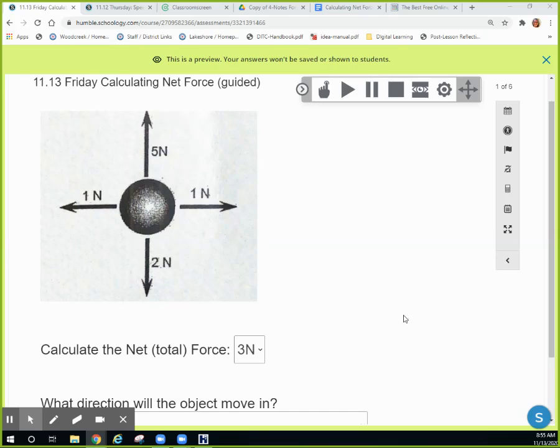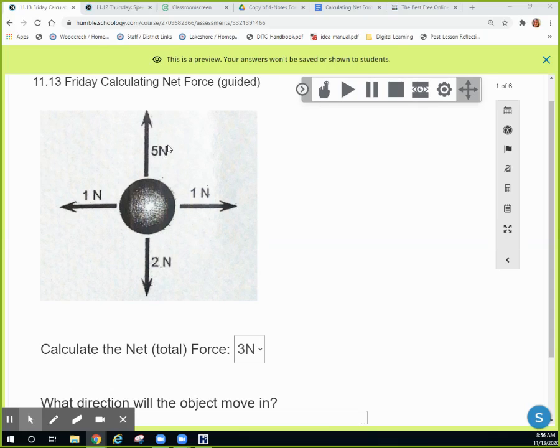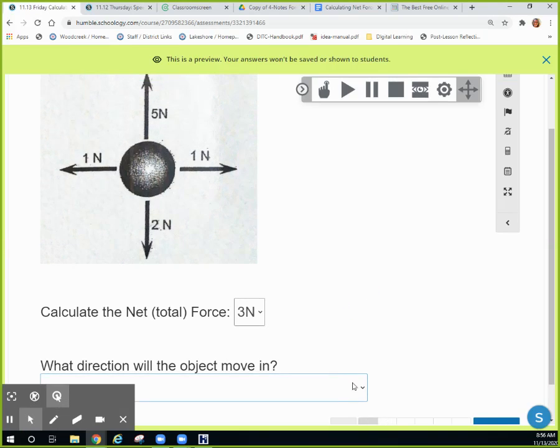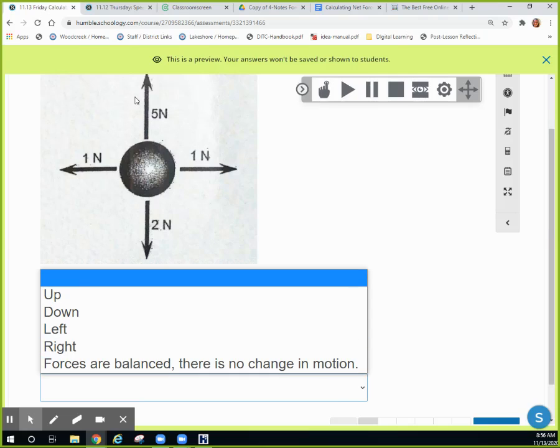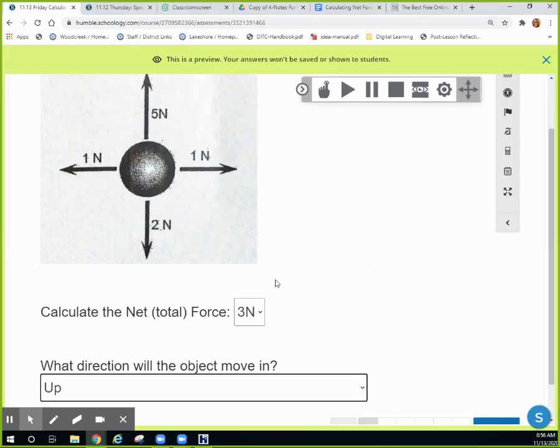The next step is to determine what direction the object will move. Okay, so when we look at this object, we have a greater force pulling up. 5 newtons is the strongest force being applied to this ball. So what direction do you think the ball is going to move in? Good, the ball is going to move up because the upward force is the greatest force being applied.